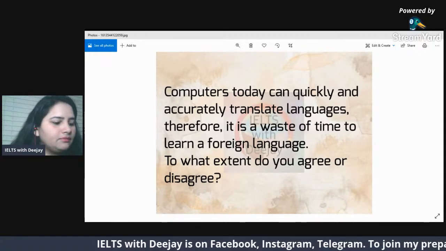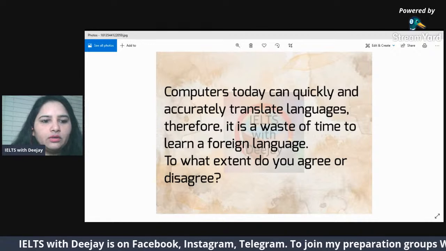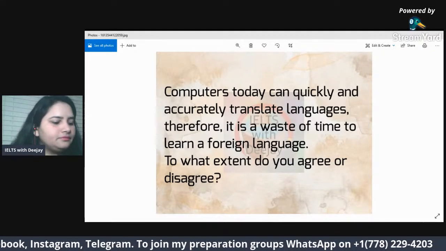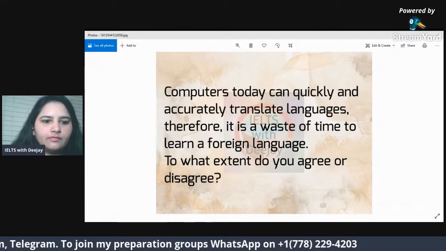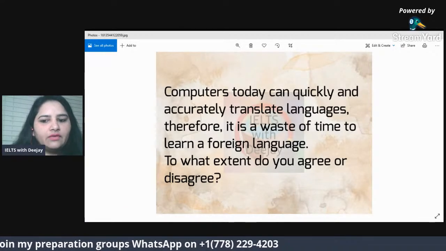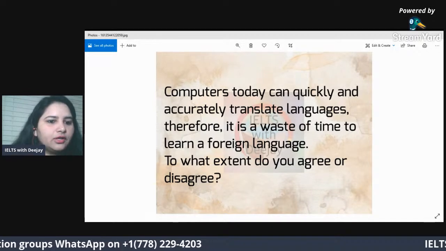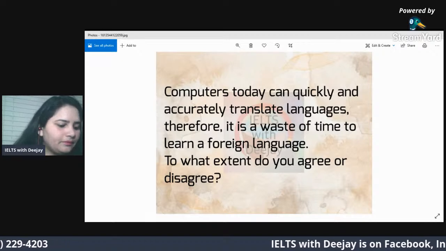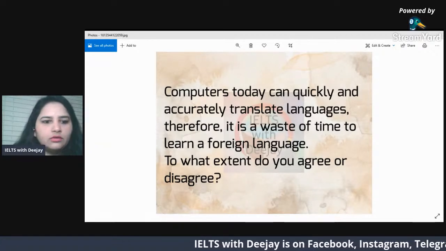Write your main idea, the first sentence of your BP1. Body paragraph 1, the very first sentence, how you will write that. Because you guys are agreeing that you should not learn the foreign language, then you have to give the reason with explanation. Okay?